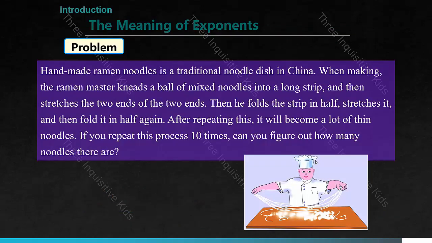Handmade ramen noodles is a traditional noodle dish that originated in China. When making it, the ramen master needs a ball of mixed noodle dough. He rolls the dough into a long strip and then stretches the two ends. Then he folds the strip in half, stretches it, and then folds it over in half again. After repeating this, it will become a lot of thin noodles. If you repeat this process 10 times, can you figure out how many noodles there will be?